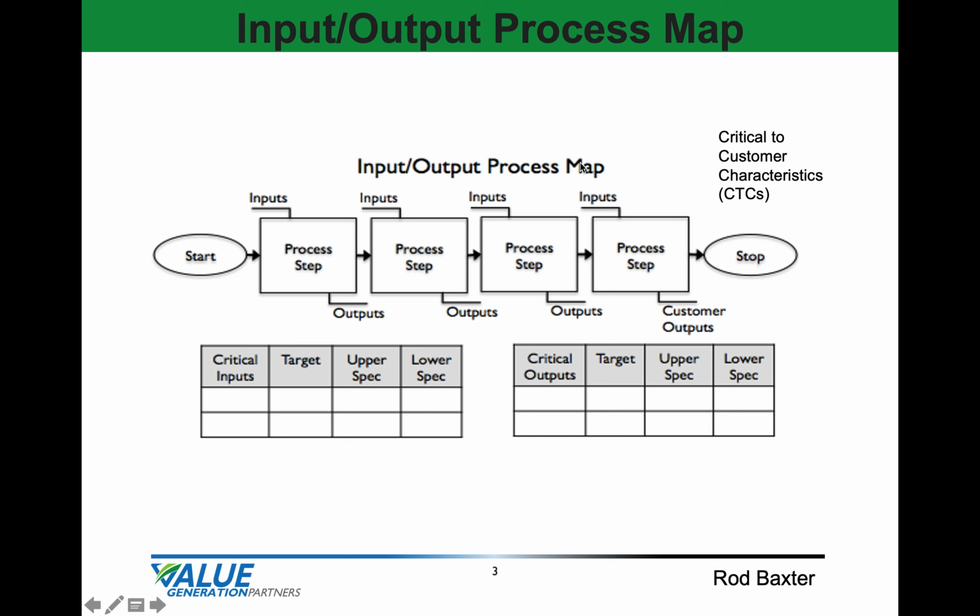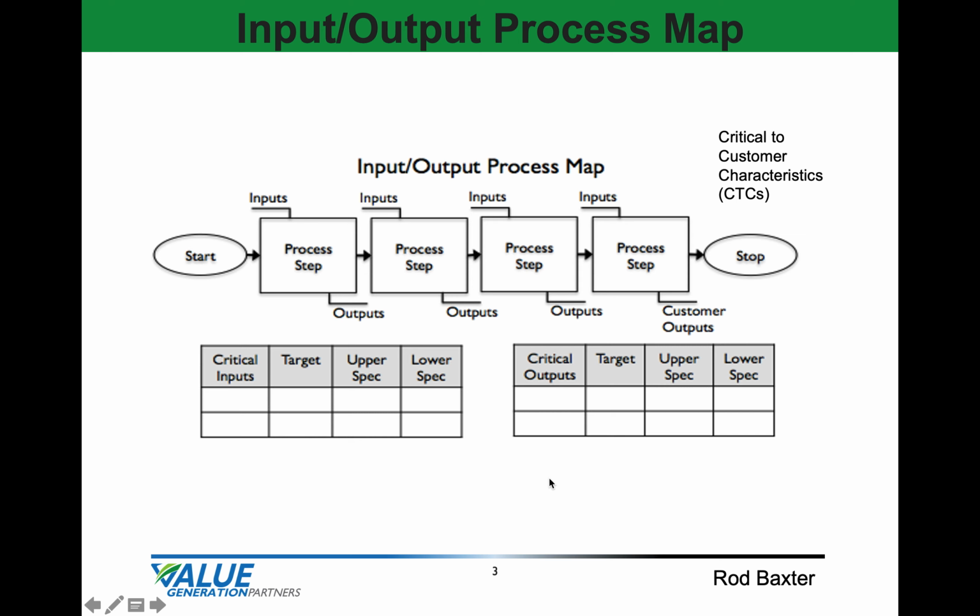An input-output process map looks similar to a block diagram, except now we're going to add the process outputs for each step. We'll add all of the inputs for that process step. We'll also add the critical to customer characteristics or the final process outputs. Then we'll add for each input the target value, the upper spec and lower spec. And for each output, we'll add the target value, the upper specification and lower specification.